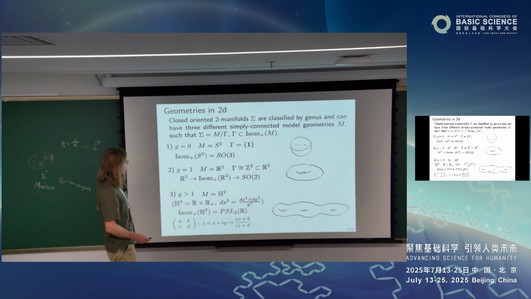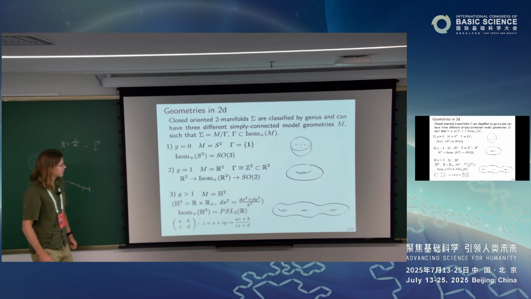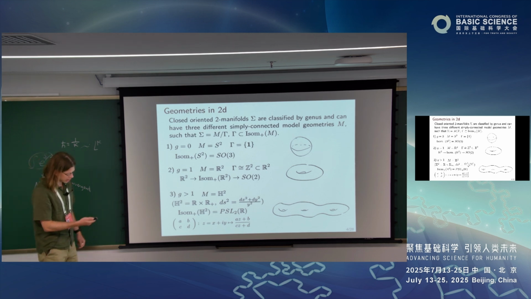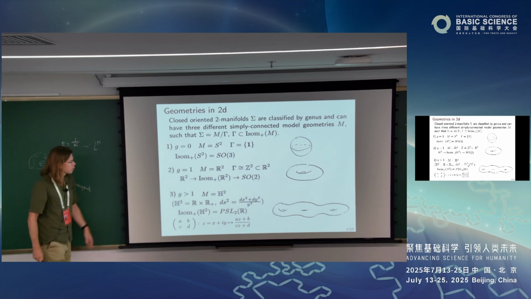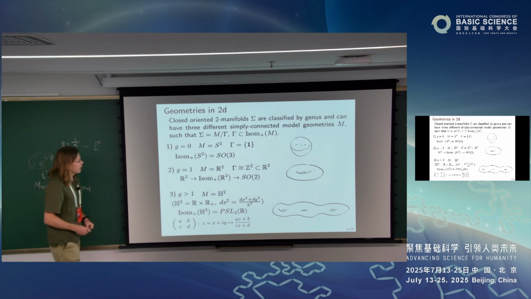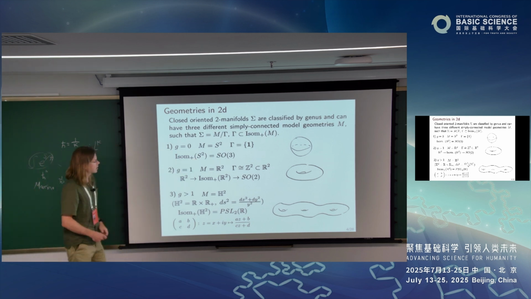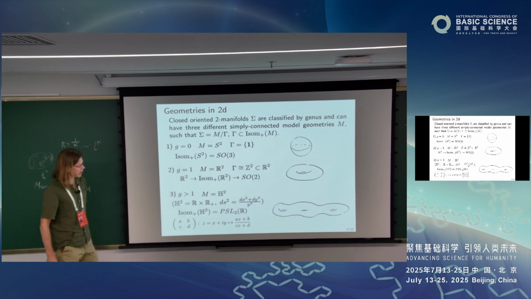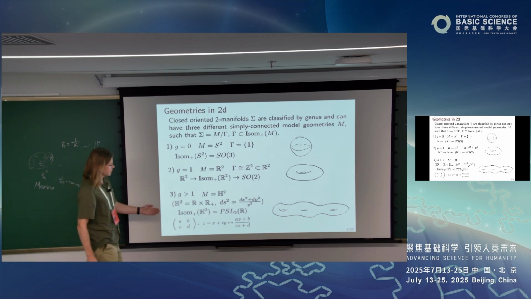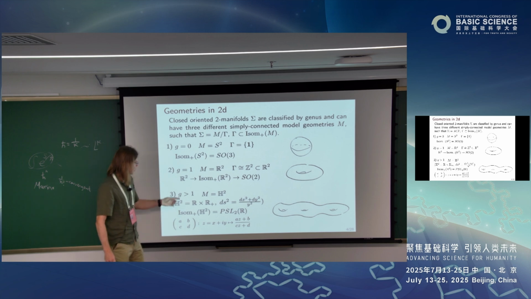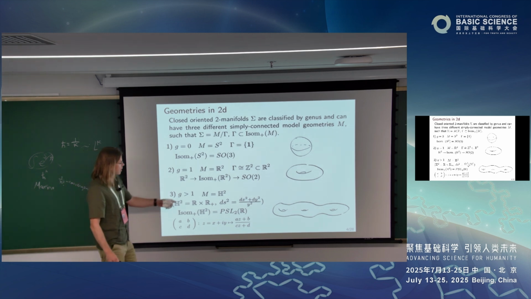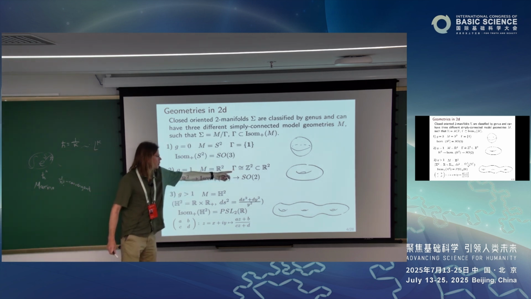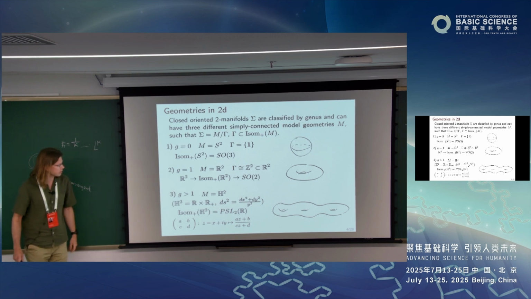This plus stands everywhere for orientation preserving isometries. In particular for g equals 0, the sphere, the canonical geometric manifold is S2 with the standard metric, and then the group is just the trivial subgroup of isometries of S2, which is SO3. For g equals 1, the model geometry is just the Euclidean plane. The group of isometries is an extension of SO2, the group of rotations, by R2, the group of translations. And here the subgroup is just a lattice, the Z2 lattice in R2.